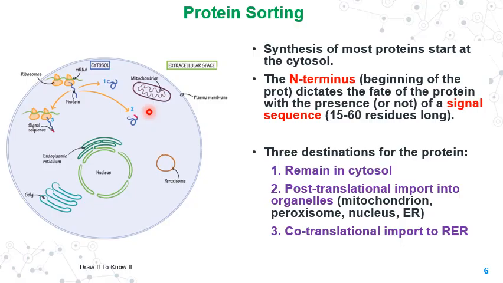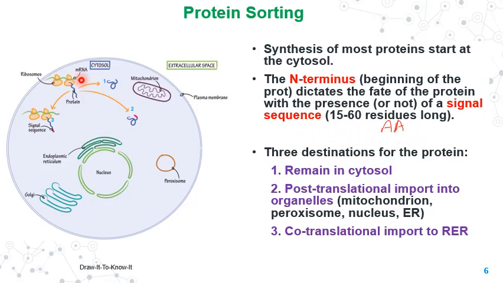Okay, so where is it that you put that little red zip code? It goes on the N-terminus, so that's right at the beginning of the synthesis of your protein, right at the beginning of the translation. How big is it? Well, it's not too big. It is anywhere between 15 and 60 amino acids long, so it's quite small. Residues here really means amino acids.